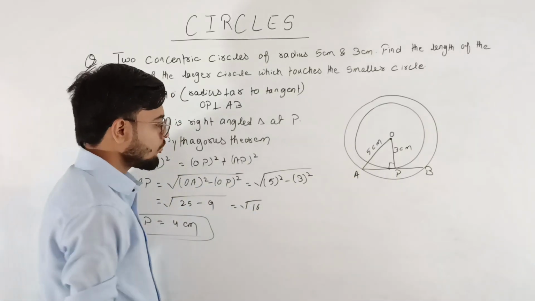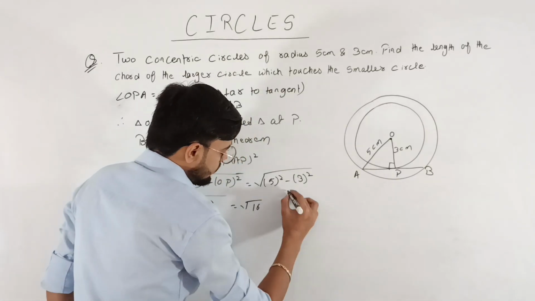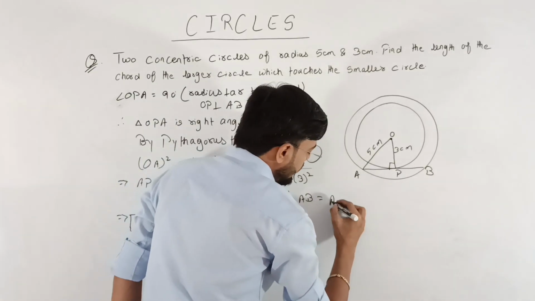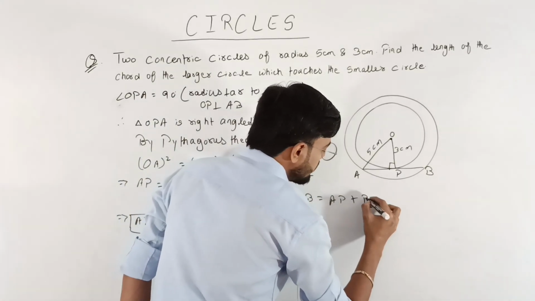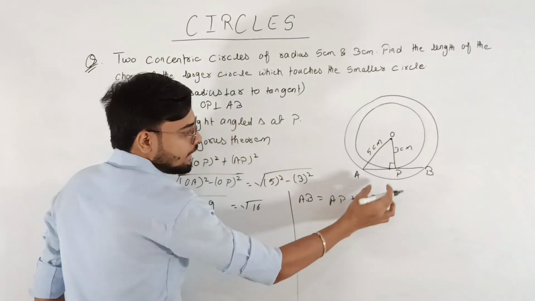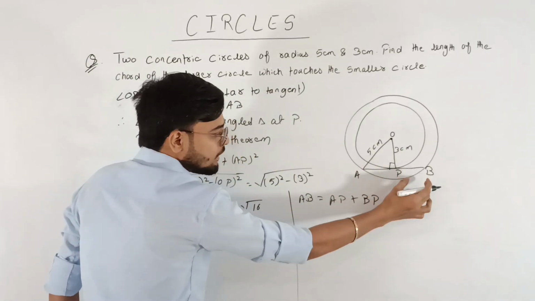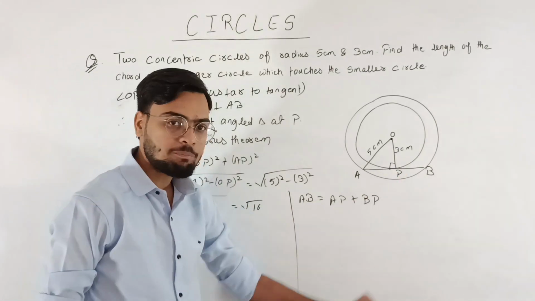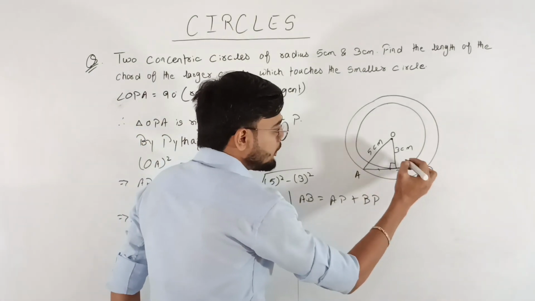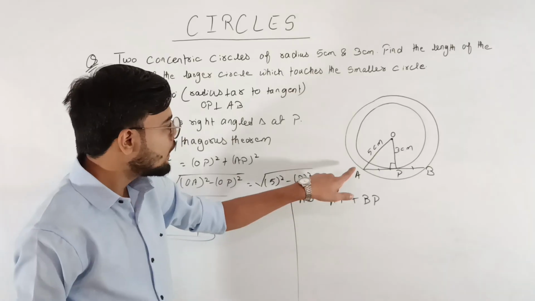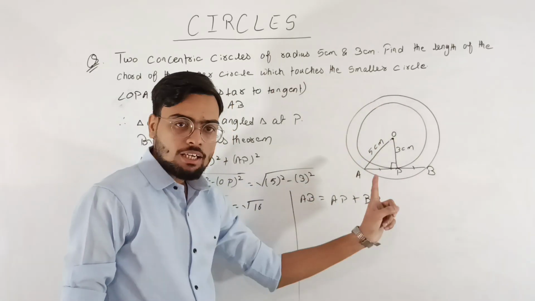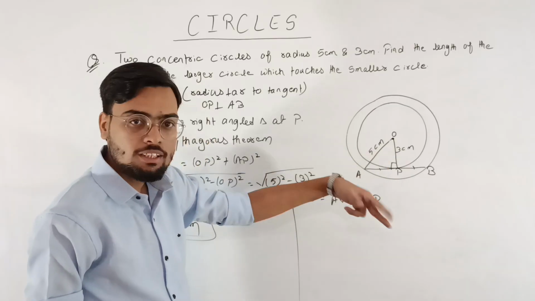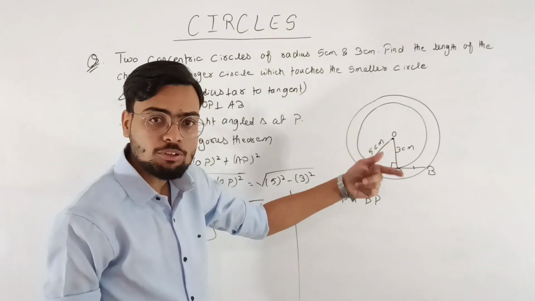AP is 4 centimeter. So how do I write AB? If I add AP plus BP, then we get AB. Now we have AP, which is 4 centimeter. How do I find BP? Now look, AP is equal to BP. Why? Look here. AB is chord of a larger circle and OP is a line drawn from center to the chord. Then this line is perpendicular bisector of the chord.